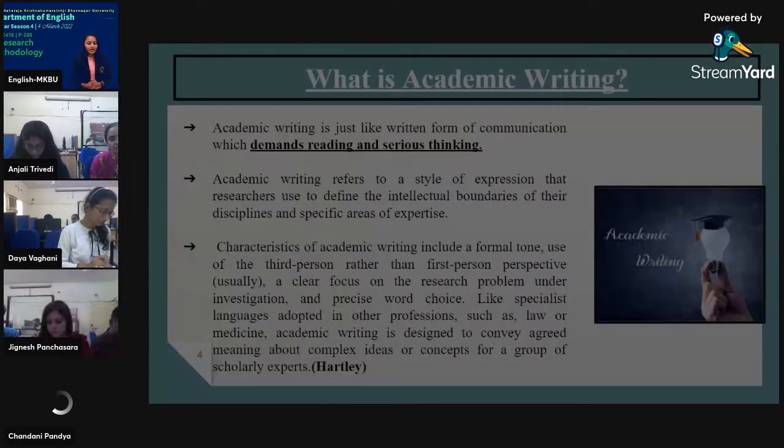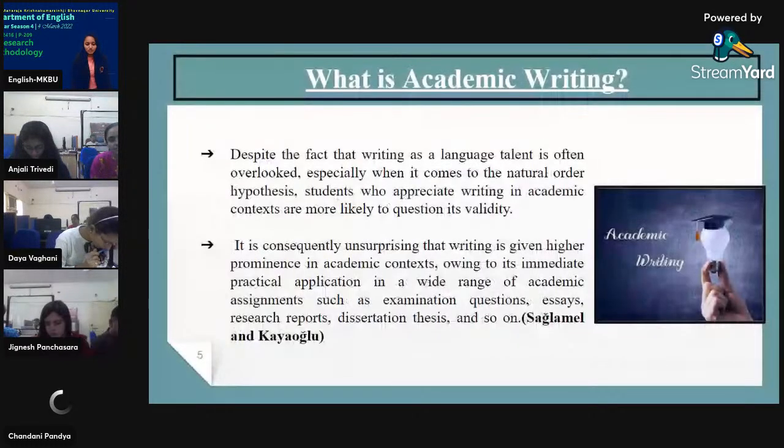Despite the fact that writing as a language talent is often overlooked, especially when it comes to the natural order, the question is validity.